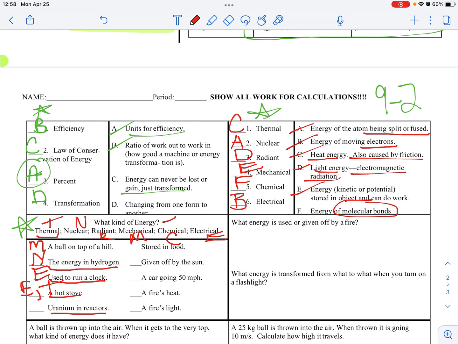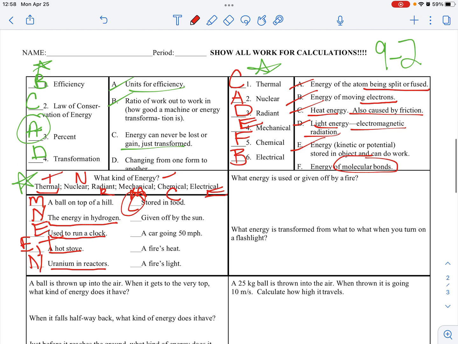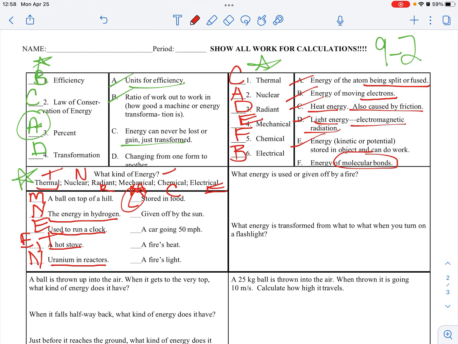Uranium in reactors. Uranium in reactors is generally a radioactive isotope of uranium. So I'm going to give that N for nuclear. Next, on the top of our next column, what is stored in food? And stored in food will be chemical energy. What about given off by the sun? Can I make this bigger? No, I can't. So given off by the sun, that'll be R for radiant energy. A car going 50 miles per hour, that is an example of kinetic energy, which falls under the umbrella of mechanical energy.